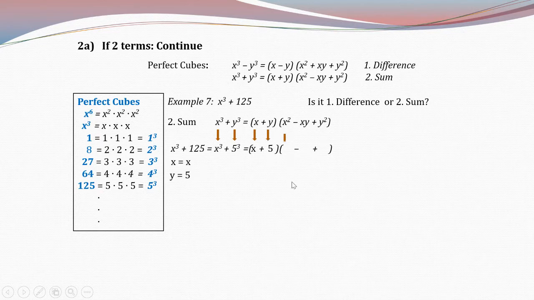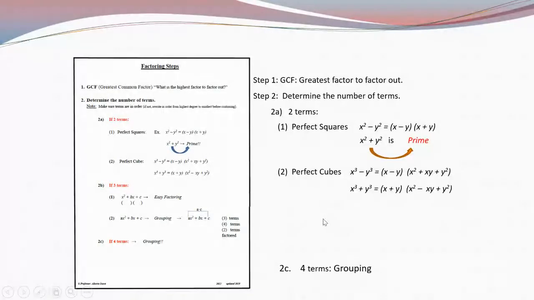X squared will just give us x squared. X times y is going to be the same thing as 5 times x. And y squared will be 5 squared. Now let's rewrite it. It's going to give us x plus 5 times x squared minus 5x plus 25, because 5 squared is 25. So this is how you factor x cubed plus 125. And that was the one.